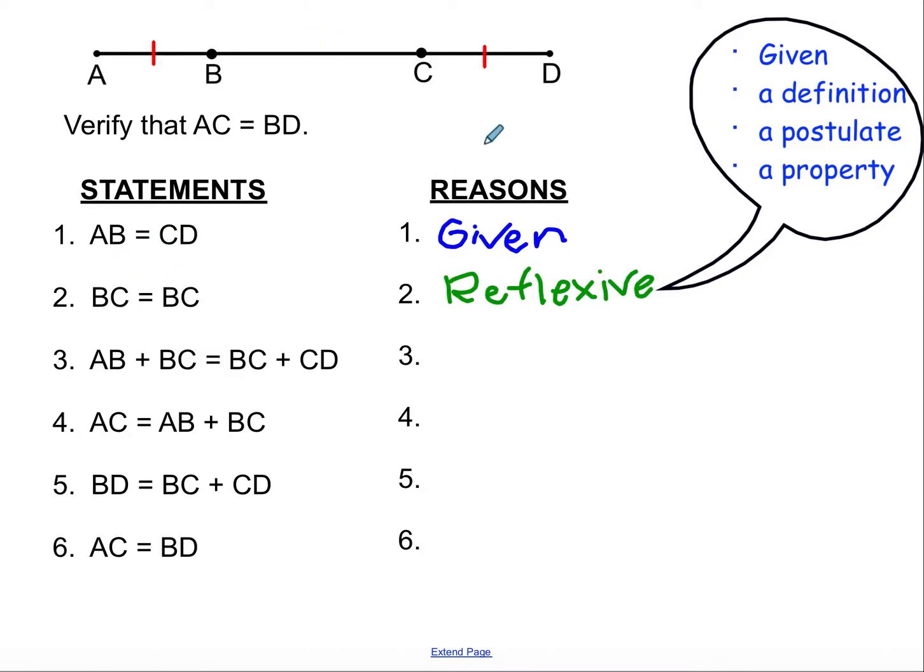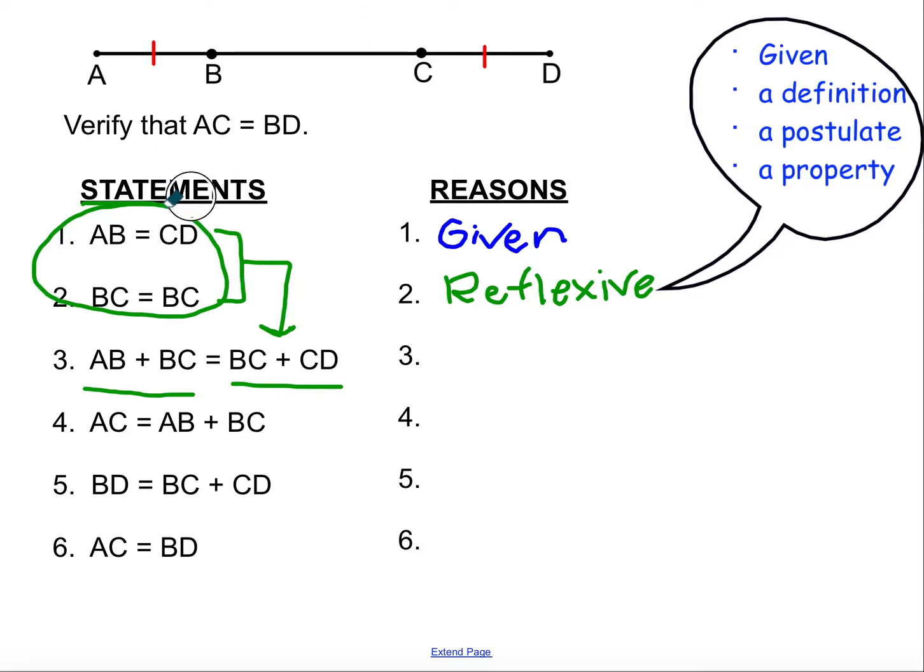So basically what we're trying to do is combine these two and think, okay, if this is true, then what? And so you can see our next statement is AB plus BC must equal BC plus CD. Where is that coming from? How did we get from these two statements to that statement? What did we do? Stop the video and think about that for a second. How do we get from these two statements to these two statements?